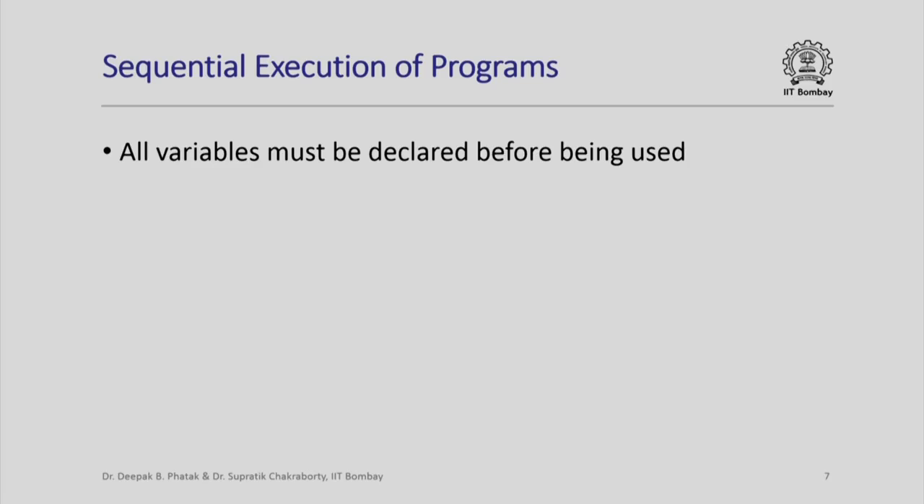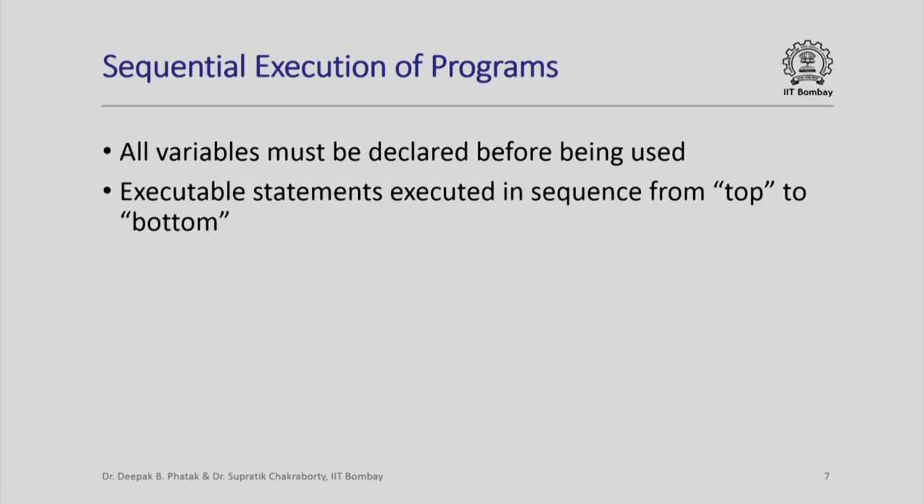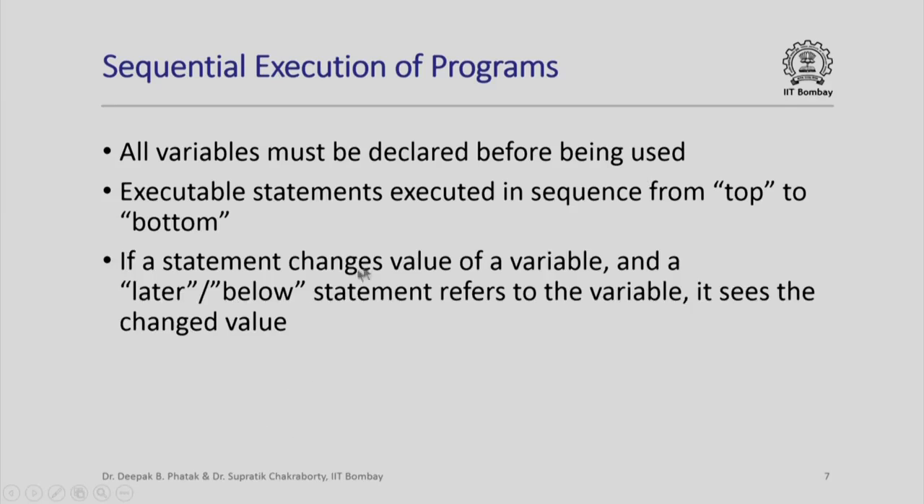So what we need to remember about sequential execution of programs is that all the variables must be declared before we use them. The executable statements are going to be executed by the computer exactly in the same sequence from top to bottom as they appear in your program, and if a statement changes the value of a variable and a later statement or a statement below it refers to that same variable, then because the statement that appeared above in the top to bottom ordering has already changed the value of the variable, the later statement is going to see the changed value when it refers to that variable.